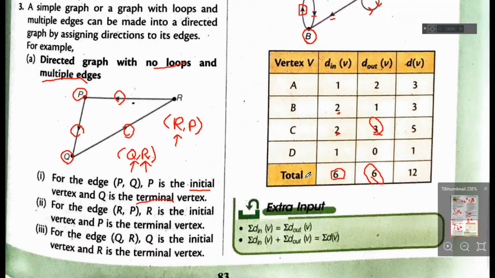I repeat. The summation of in degree equals the summation of out degree. And when we add in degree and out degree together, 6 plus 6, we will have the total degree. So this is the extra input here. Summation of in degree equals summation of out degree. And summation of in degree plus summation of out degree gives the summation of degree.